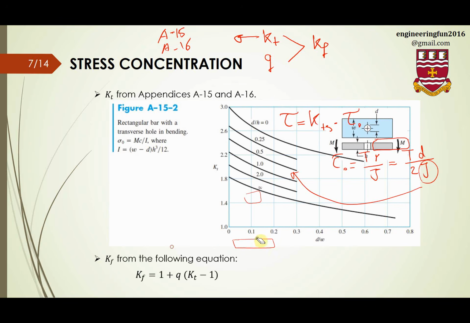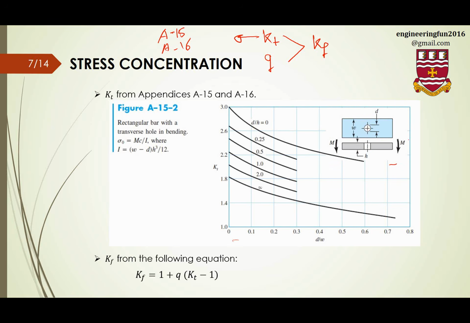Okay, once we get KT, and once we find Q, we can find KF based on this equation. KF is equal to 1 plus Q times (KT minus 1). Okay, that's an important equation for us. So KT can be found from these tables, Q from another type of tables, and we're done.